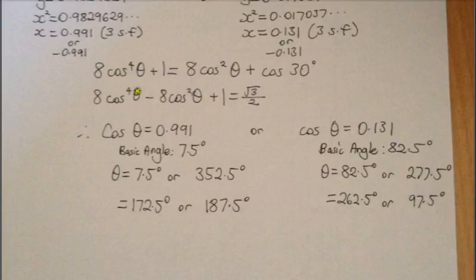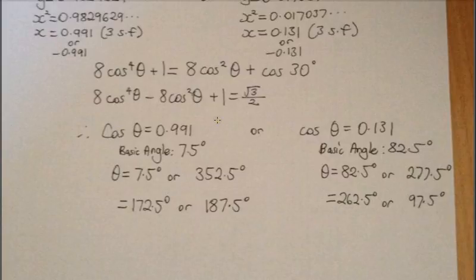So next, we are required to solve this equation: 8 cosine theta to the power of 4 plus 1 equals 8 cosine theta to the power of 2 plus cosine 30 degrees. So by rearranging it, we find that this equation is exactly the same as the equation that we have solved earlier. It's just that we changed the value of x to cosine theta. In other words, the value of x that we have just found earlier can be substituted directly into cosine theta.